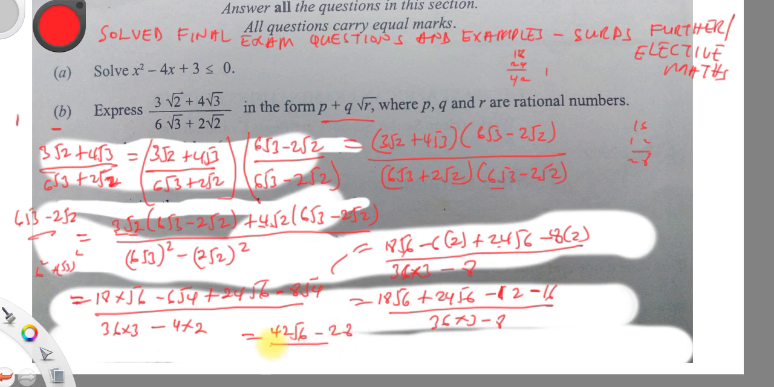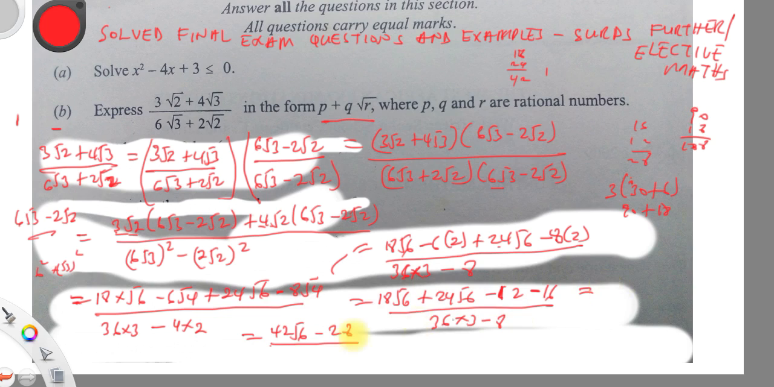All over 36 times 3 minus 8. So what is 36 times 3? 36 is the same as 3 times 30 plus 6. 3 times 30 is 90, and 3 times 6 is 18. So 90 plus 18 we get 108. So 36 times 3 we get 108.